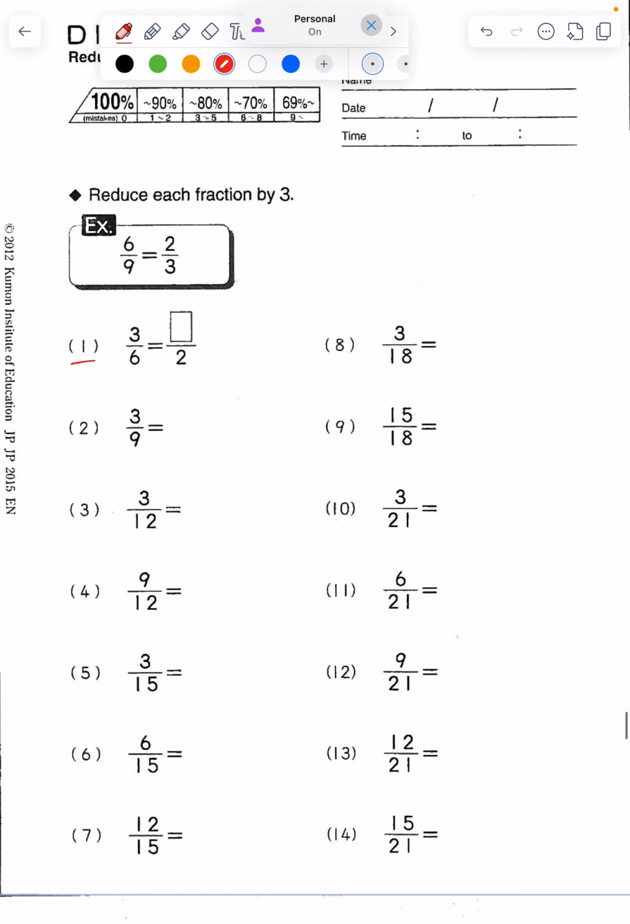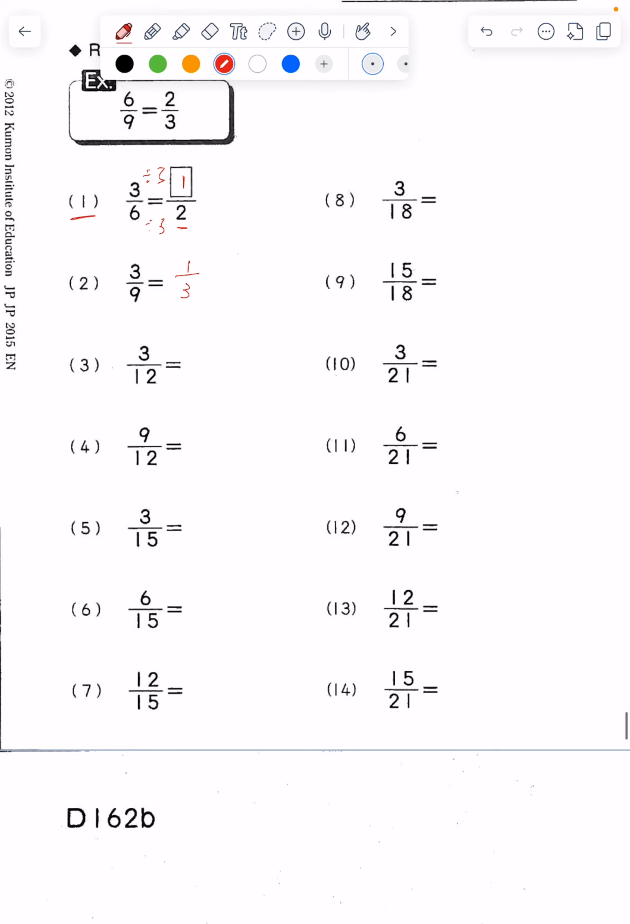So question number one, right? So you're saying that because 3 divided by 3 is 1, we have a 1 over here. That explains why this is 2, right? Yeah. Good. And this one's 1 over 3. Very nicely done. Can you keep going?